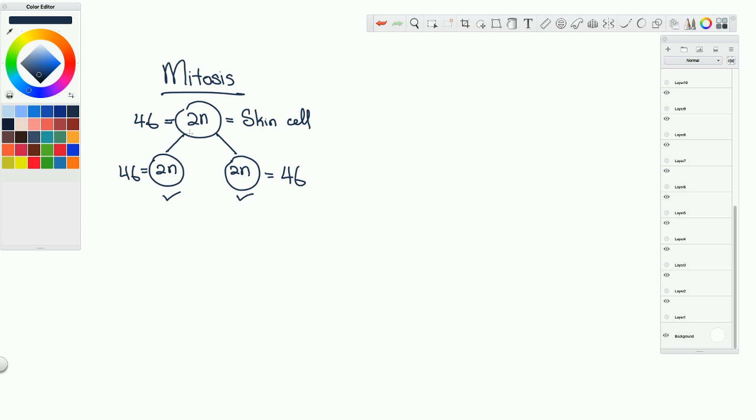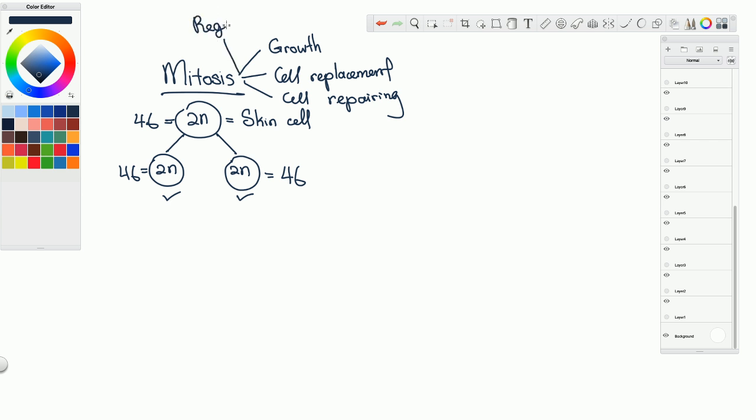This is mitosis. And why do we need to perform mitosis? The purpose, the importance of mitosis: for growth, for cell replacement, for cell repairing. So these 3 are the main ones. One extra point also can be for regeneration, but not for human. For some animals like lizard, starfish, and for asexual reproduction.